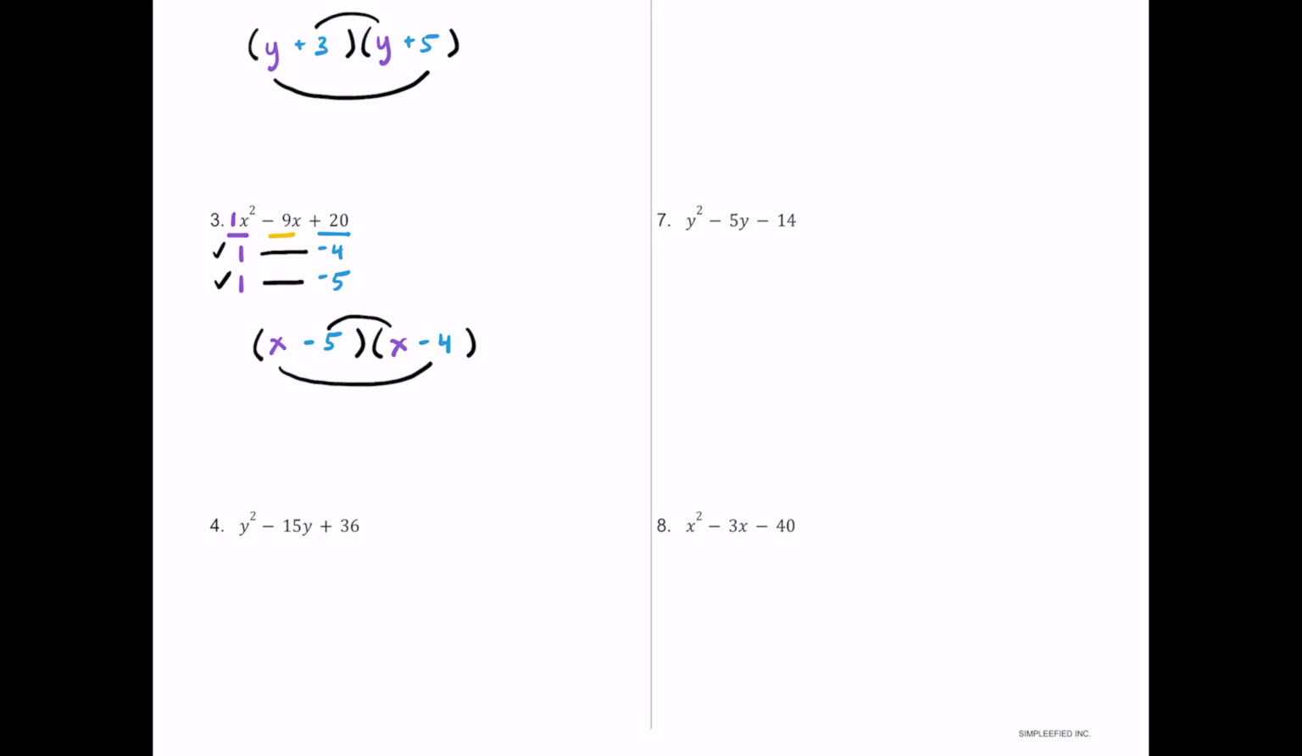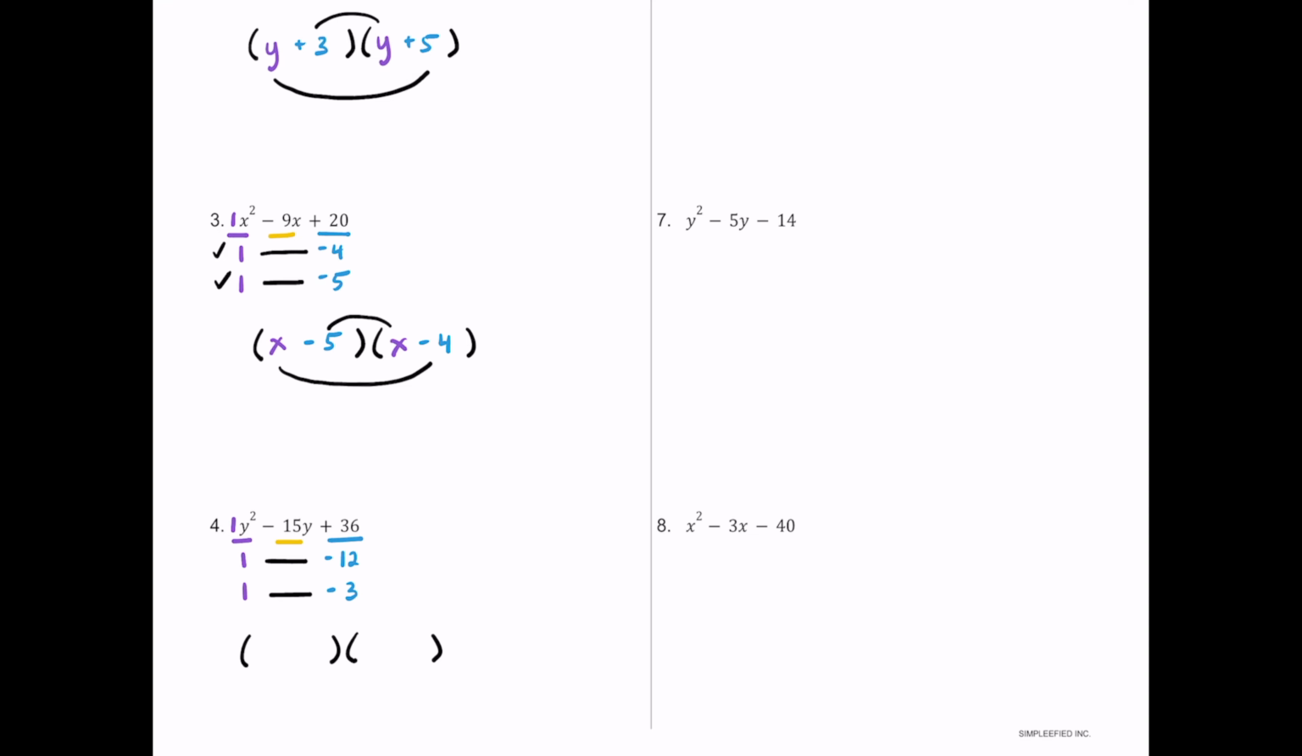For number 4, we have 1y squared. So I'm going to put 1 and 1. And for this 36, I'm thinking there's 1 and 36, 2 and 18, 3 and 12, and then 4 and 9. And so I'm going to go with 12 and 3 for my factors, and I'm going to make them both negative because I see that there's a negative b term or negative middle term here. So this will make negative 12y and negative 3y, which combines to make negative 15y.